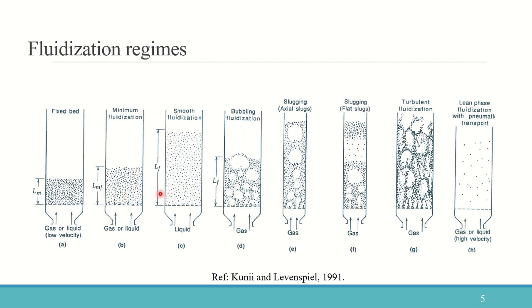After minimum fluidization condition, the fluid inside the bed and the solids inside the bed start to behave differently. If we pass liquid, we have smooth fluidization. As you can see, the particles rise and the bed height is increasing, but we are not able to see any bubble formation over here. This happens in the case of liquid fluidized beds or at a very low gas velocity. But in general, if we increase the fluidizing gas velocity, we are able to see the formation of bubbles.